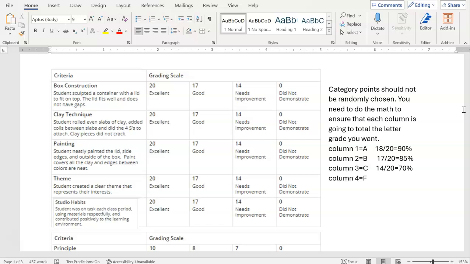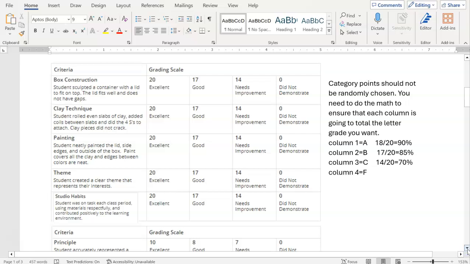They literally didn't do it. There's nothing for me to assess, so they get the 0, and that rarely happens in my classroom. But for the most part, students can land an excellent or good. So if this was a 100-point assignment, 100 divided by 5 categories is 20, and then you have to do the math to figure out what number is going to get you a B, what number is going to get you a C. So you can see how that math works out right there.